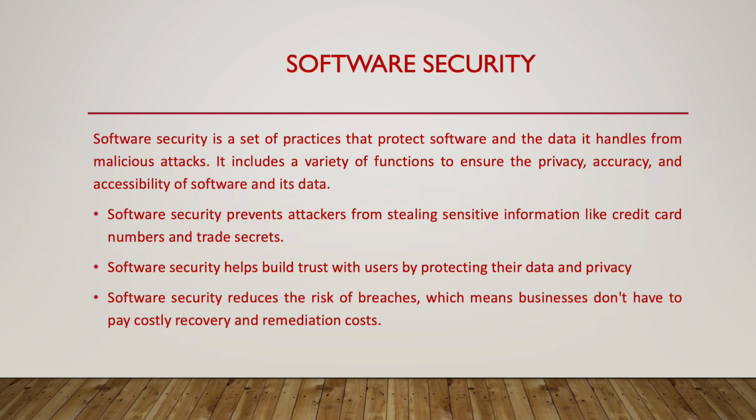Software security. Software security is a set of practices that protect software and the data it handles from malicious attacks. It includes a variety of functions to ensure the privacy, accuracy, and the accessibility of software and its data. Software security prevents attackers from stealing sensitive information like credit card numbers and trade secrets.